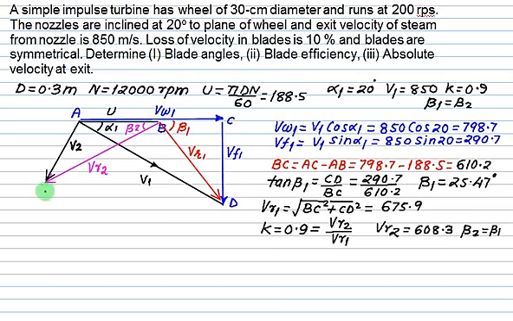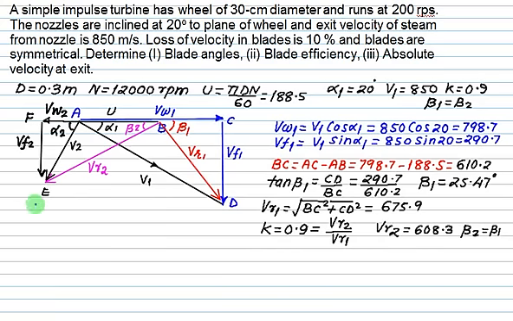Let's say this point is E. Extend this point on the left hand side and draw a vertical through this point to complete the triangle. Let's say this point is F. The distance between A and F is Vw2 and the distance from E to F is Vf2, and this angle equals alpha 2.